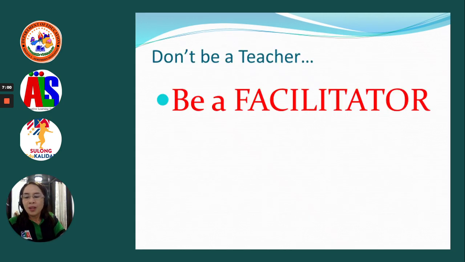Now, with our ALS adult learners, we do not need to act as a teacher who is the one with knowledge and expertise in a particular field. We are facilitators who build on the knowledge base of the group of students to find the answers to the questions. So, don't be a teacher, be a facilitator.